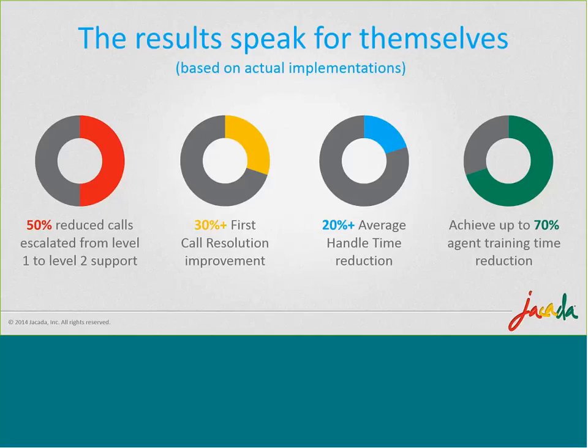In addition, first call resolution improved by at least 30%, in some cases more, and an average handle time reduction of 20%. Now, we know in the contact center how people live and die by average handle time, so 20% reduction is certainly good ROI. And then I mentioned that complex agent training times. The good thing about implementing agent guidance or agent scripting is getting up to 70% reduction in that agent training time, because agents are really now being guided in the process.